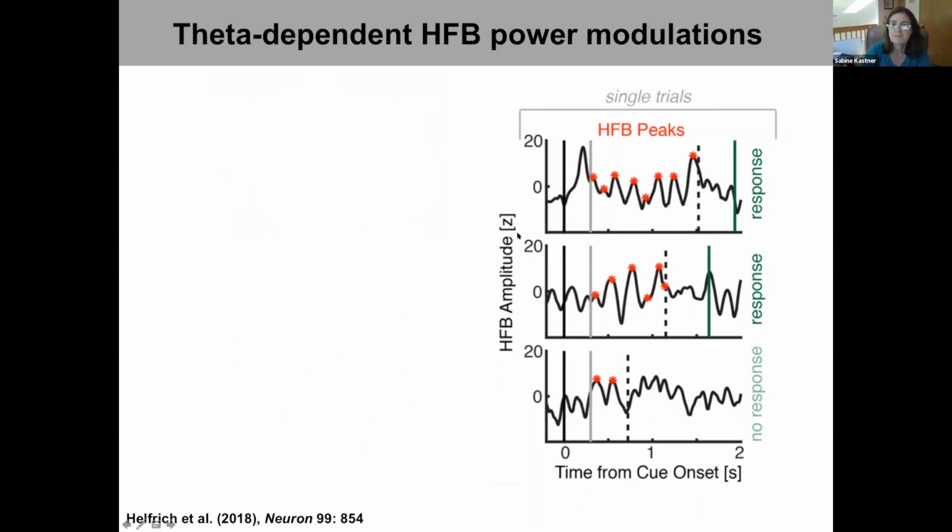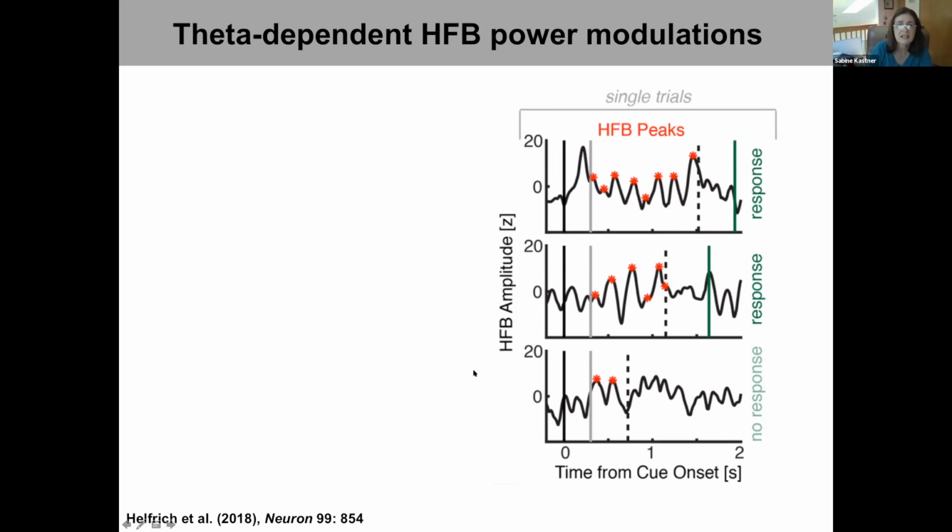We looked at the relationship of the detection performance relative to when, in the phase of that 4 hertz oscillation, the target appeared. So in this particular trial, and we did this again on a single trial basis, we see that the target appears close to the peak of this oscillation. This is also true in this example here, but in this example where the subject is missing the target, we see that it appeared close to a trough of this oscillation.